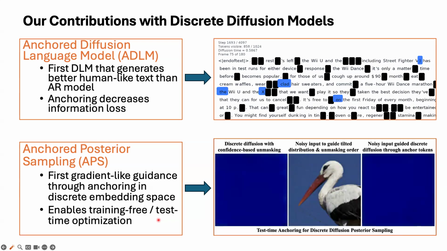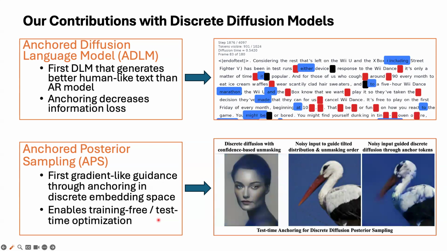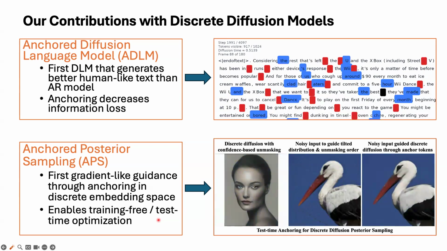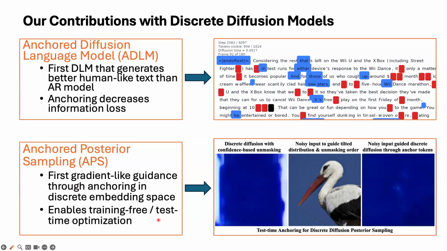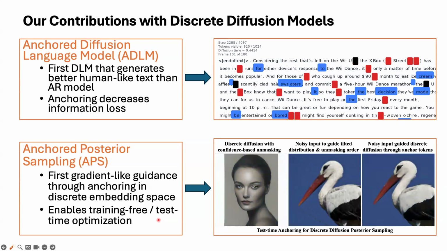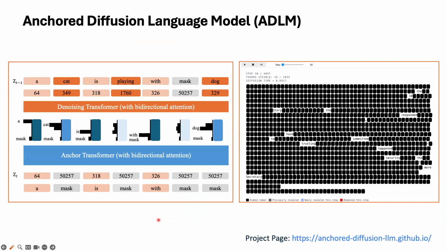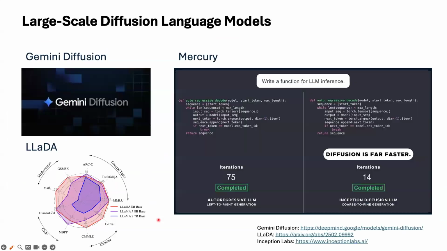Okay. So this has allowed test training-free optimization. And the way this is done is using anchoring through sort of a gradient-like guidance in discrete embedding space. I'm not going to talk very much about it here, but I'm happy to chat about it offline. Today, I want to talk about anchoring for a language model. So let's get to diffusion language models more broadly.